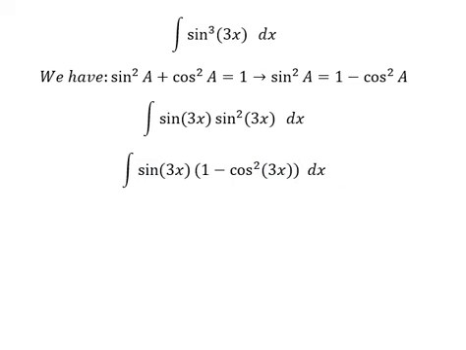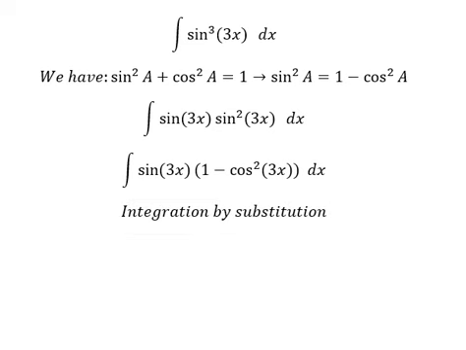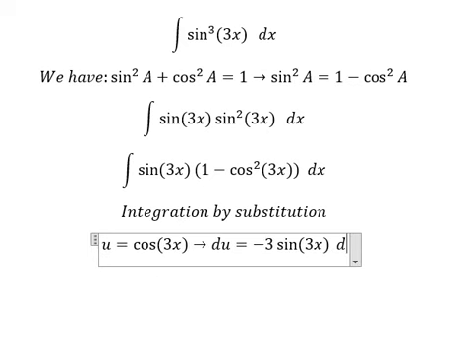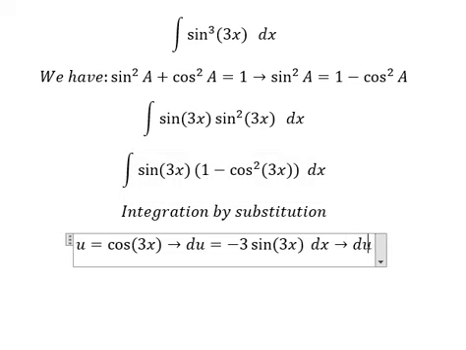Next, we can use integration by substitution. So I will put about u equal to cosine 3s. Later, we need to do first the derivative for both sides, and we have negative number 3 sine 3s ds. Because we don't have negative number 3, we need to divide both sides by negative number 3.